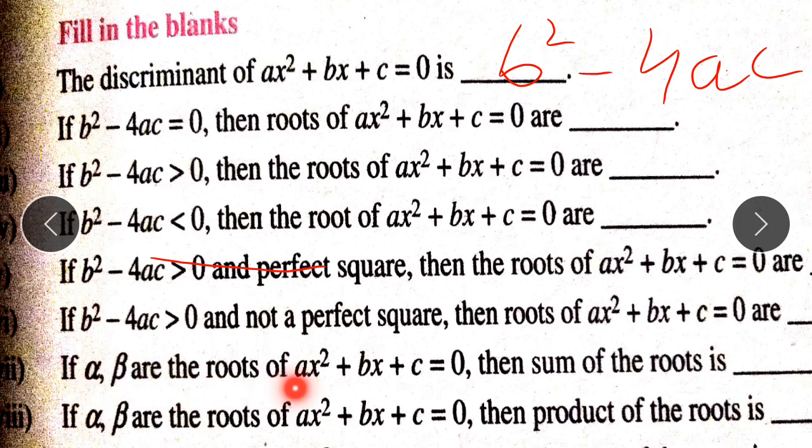If alpha and beta are the roots of the equation, then the sum of the roots means minus b upon a. So minus b upon a will be the sum of the roots. And the product of the roots will be equal to c upon a.